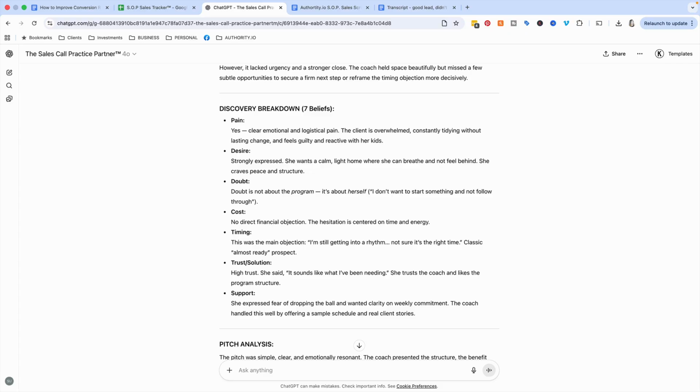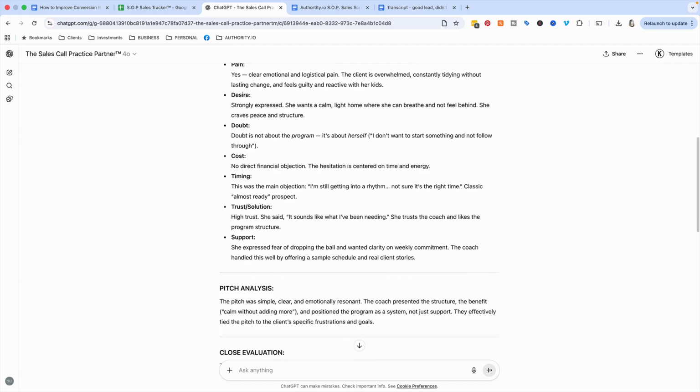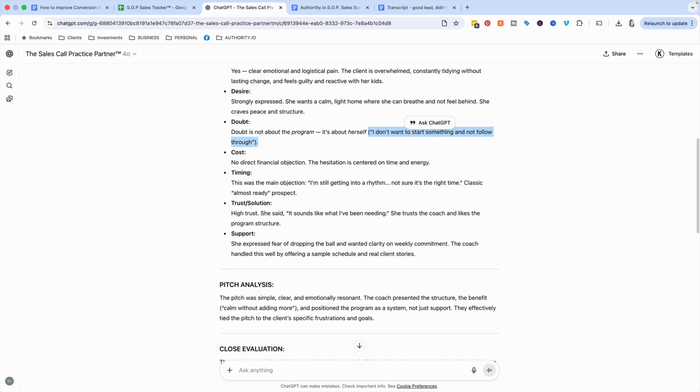The client is overwhelmed, constantly tidying without lasting change. Desire, strongly expressed. She wants a calm, light home. Doubt. Doubt is not about the program. It's actually about herself. I don't want to start something and not follow through. That is, if somebody says that line to you, it has nothing to do with the program. It's everything to do with them and you want to dig into it.